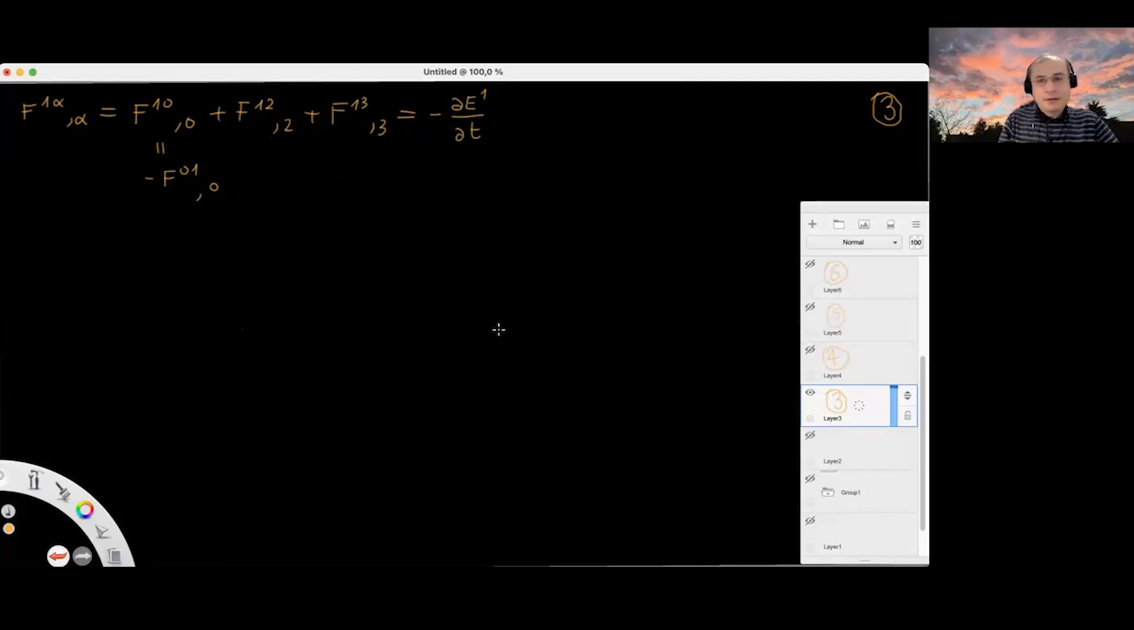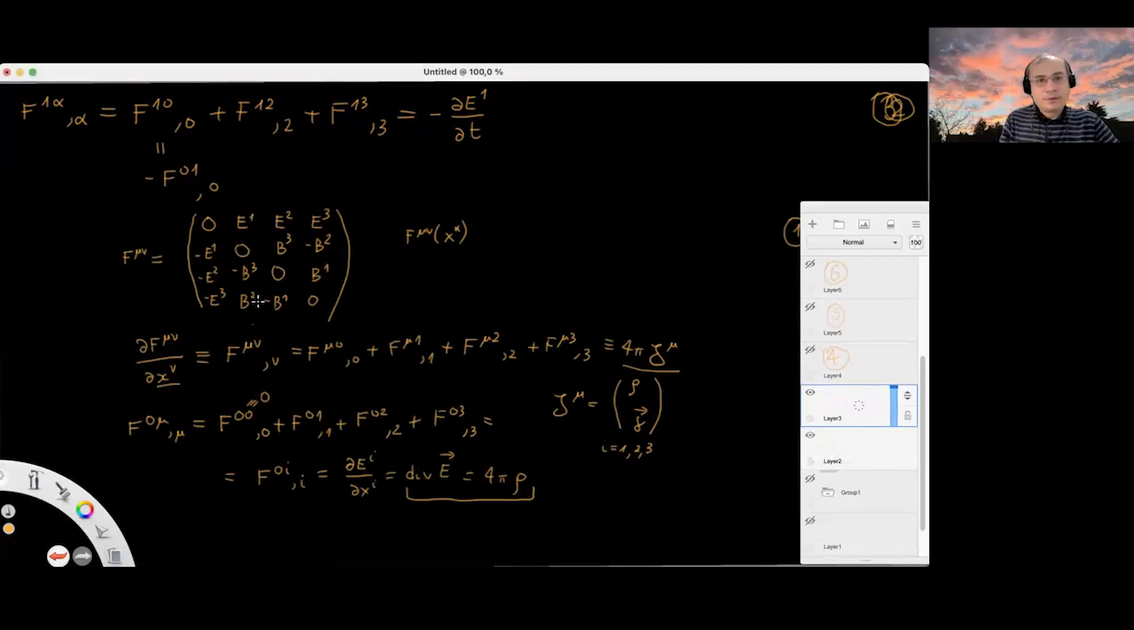And then we've got these two components. Again, let's look here to see what is going on. So we are looking at component 1, 2. That's basically B3, right? 1, 2 is B3. So this is plus dB3 over dx2, and then we've got 1, 3, which is minus B2, so this is one derivative of B2 with respect to x3. And that's basically, you can also write it in the following way: this is dE1 over dt plus the curl of the vector field B. And out of that, we take the first component.